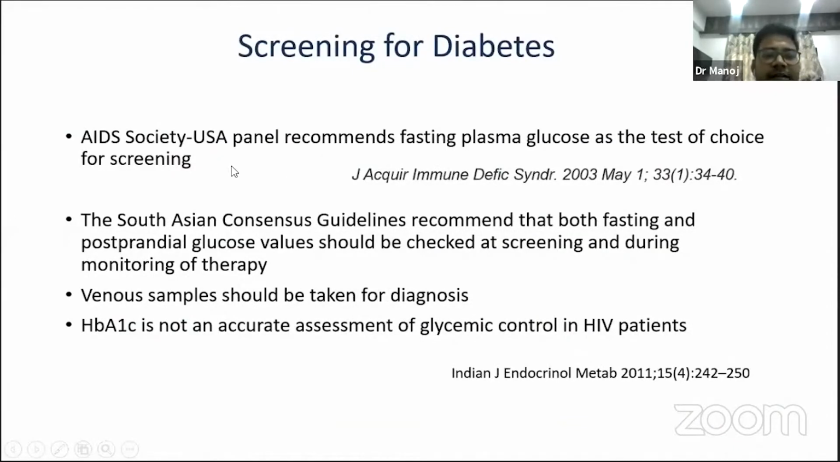The USA panel recommends fasting plasma glucose as the test of choice for screening these patients, while the South Asian consensus guideline recommends both fasting and postprandial glucose values for screening and during the monitoring of therapy. And we should use a venous sample. And HbA1c is not an accurate assessment of glycemic control because of the altered RBC lifespan in these patients.